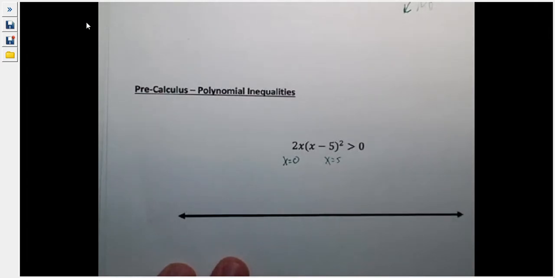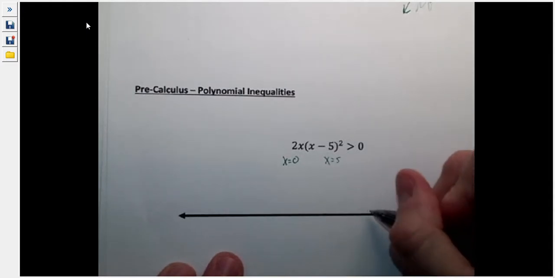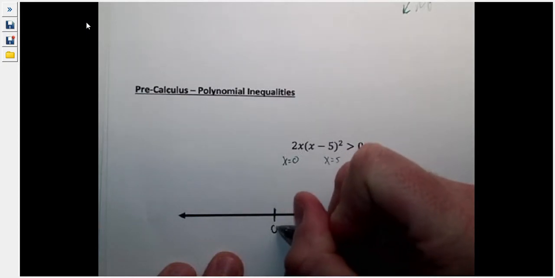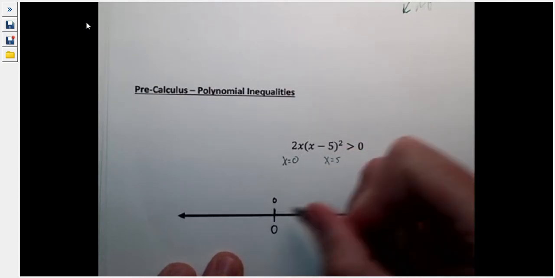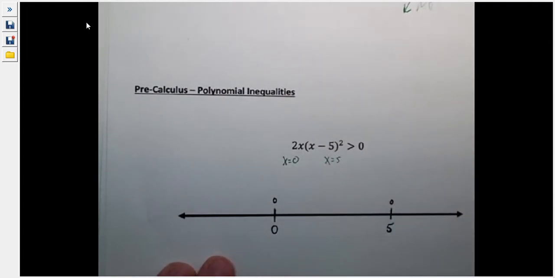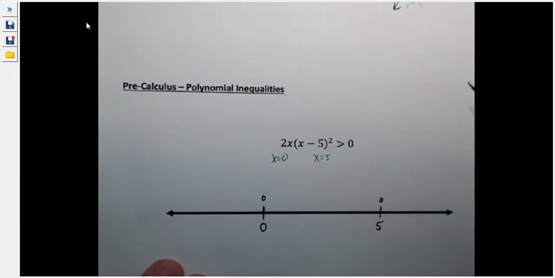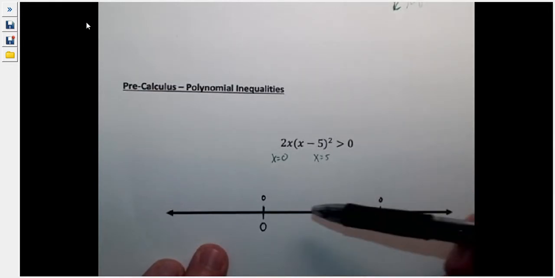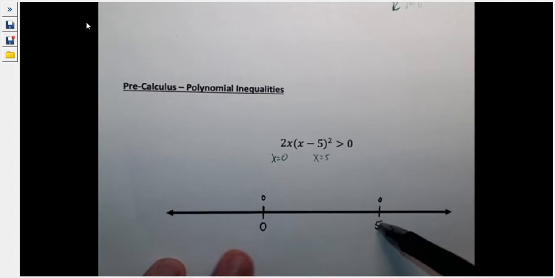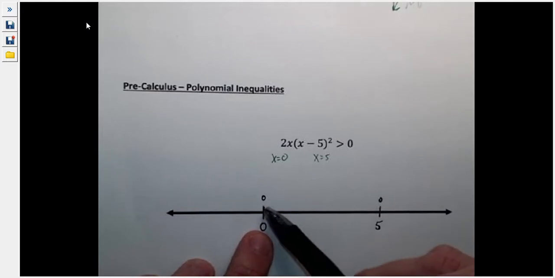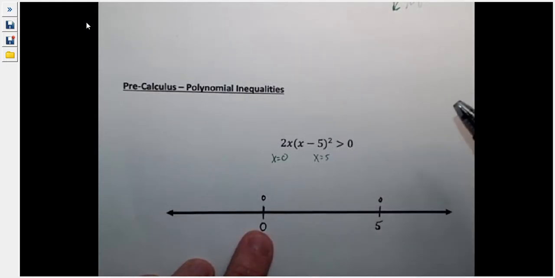So on a line chart, we're going back to middle school, I'm going to create my line chart. Here's x equals 0, and I'm going to put a little 0 there because that's telling me that's a 0. And this is where x is equal to 5, and that's also a little 0. Now, that means that on these two sides, or in between these, are where our possible solutions are, because this is where my function is 0. Now that I know where it is 0, I need to find out where it's greater than 0 and where it's less than 0.